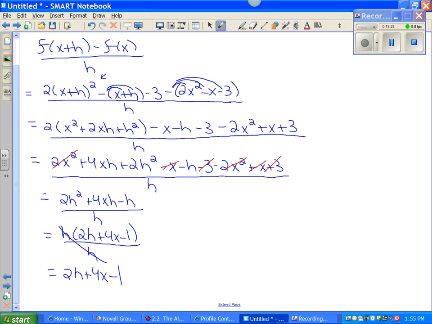And that's it. Okay, so hopefully you have a pretty good grasp of finding the domains for functions that we add, subtract, multiply, and divide, and using this difference quotient to simplify. All right, so come prepared with any questions for the next class, and I will see you tomorrow.